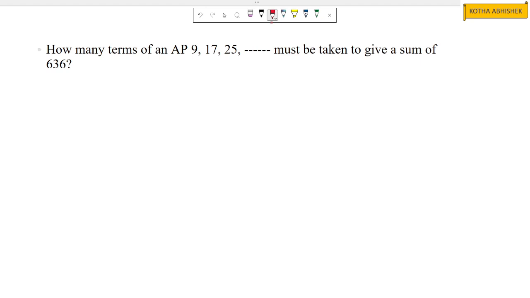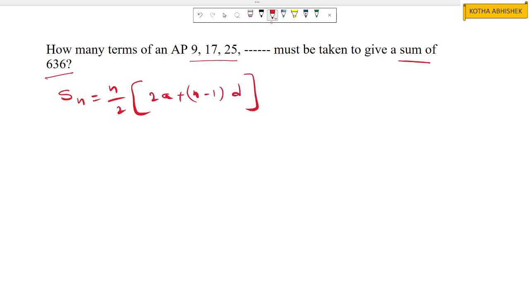How many terms of an AP 9, 17, 25, and so on must be taken to give a sum of 636? He is speaking about the sum of the terms, so we need to go with the Sn formula: Sn equals n by 2 into 2a plus n minus 1 into d. Here he is asking how many terms are required, so we need to find the n value.